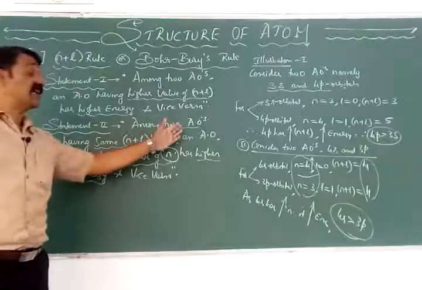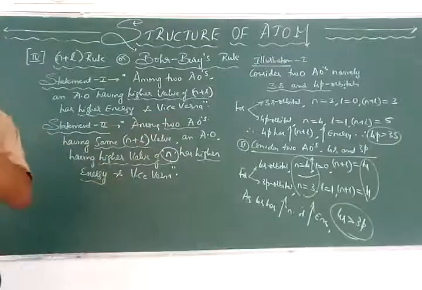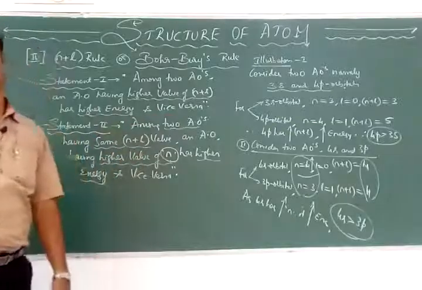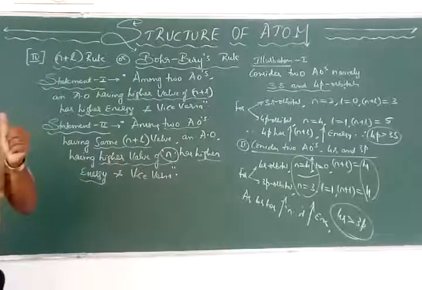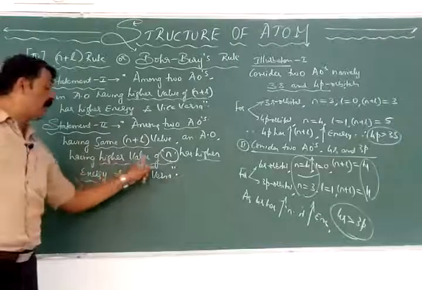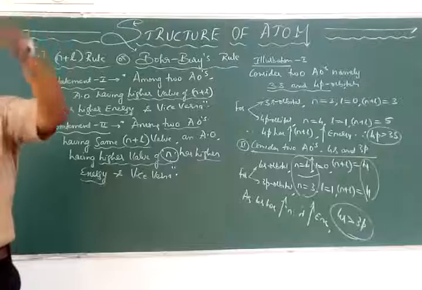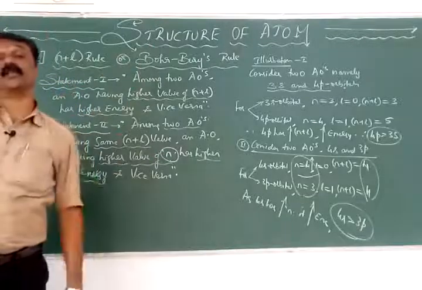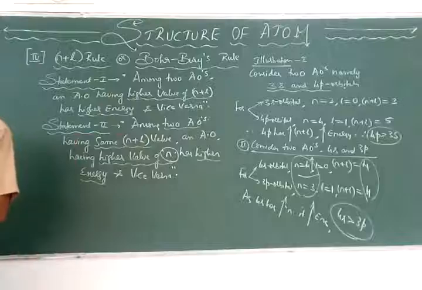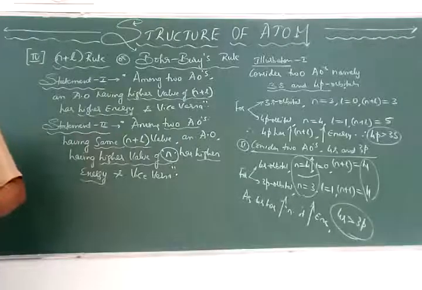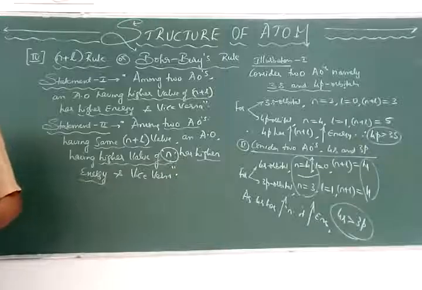Suppose if I consider the same two atomic orbitals, but both have the same N plus L values. Then what we have to consider? Instead of N plus L, an atomic orbital having the higher value of N will have the higher energy, or it may be vice versa. This statement is called as the N plus L rule, which is also called as the Bohr-Bury rule.